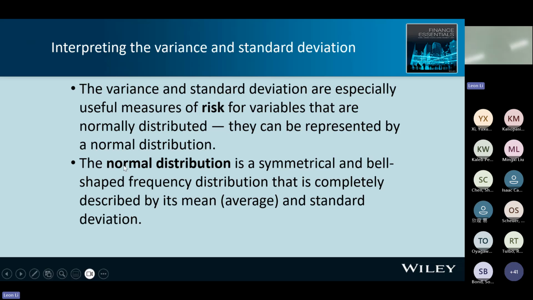All right. So the normal distribution is a symmetrical and bell-shaped frequency distribution that is completely described by its mean, average, and standard deviation. So for the normal distribution, we have two parameters. One is the mean. Mean is the ER, expected return. The other one is standard deviation. Standard deviation is the risk.